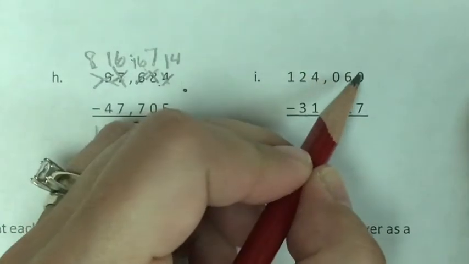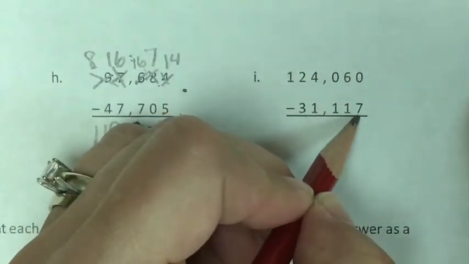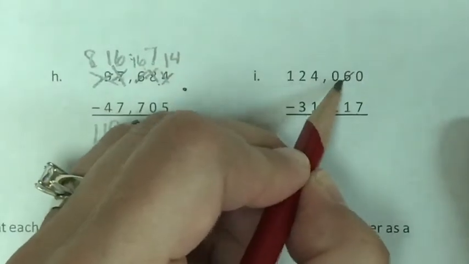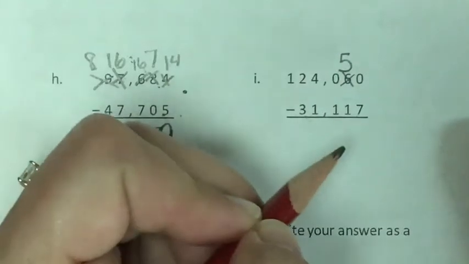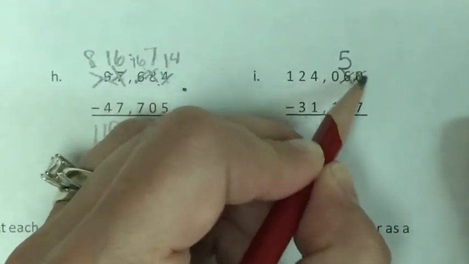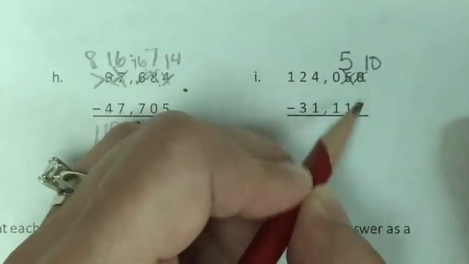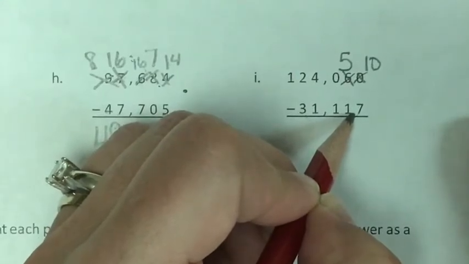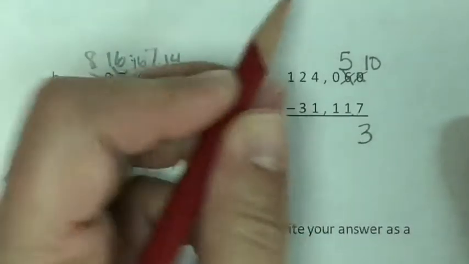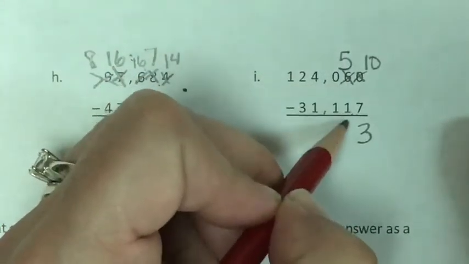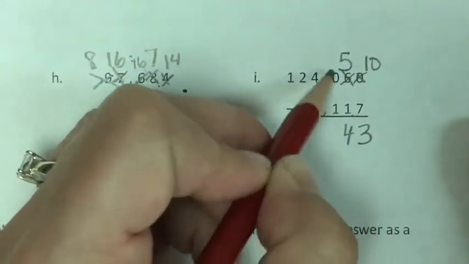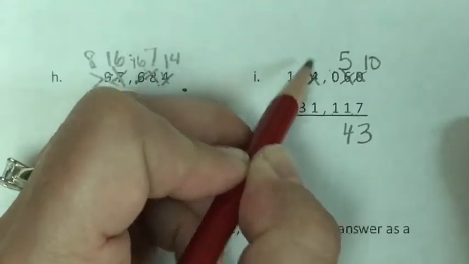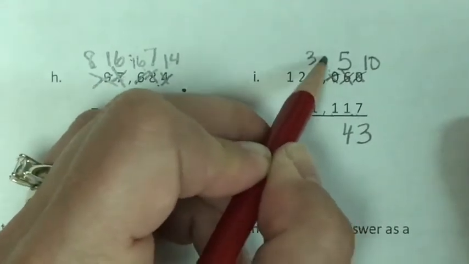So if I look right here, 0 minus 7. 0 minus 7, well, no can do. So I'm going to unbundle, turn that into a 50, bring a 10 over. Now it says 10 minus 7. 10 minus 7 is, you're right. All right, 5 minus 1. 0 minus 1. No can do. Cannot do that. So I'm going to need to unbundle, bring over a 10.